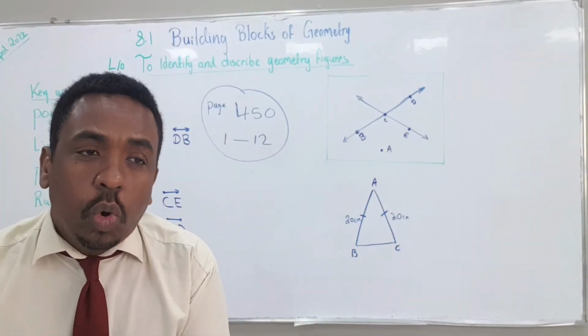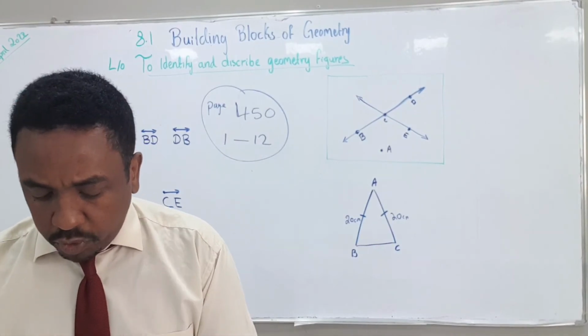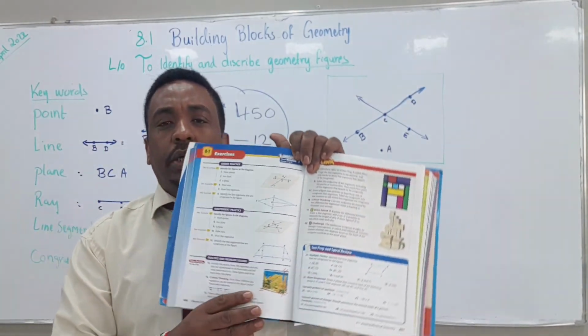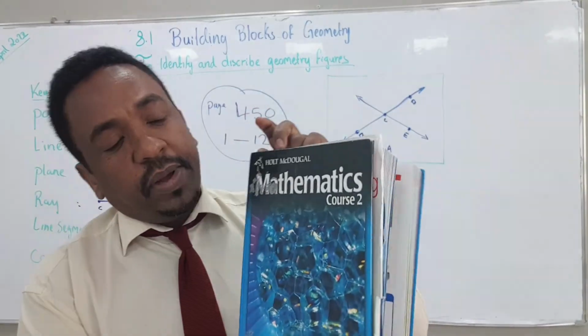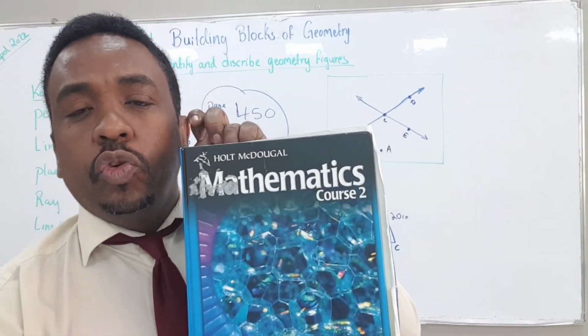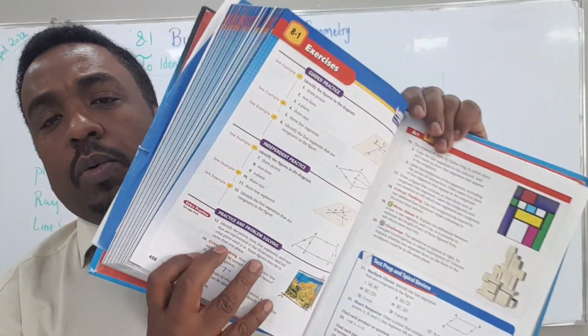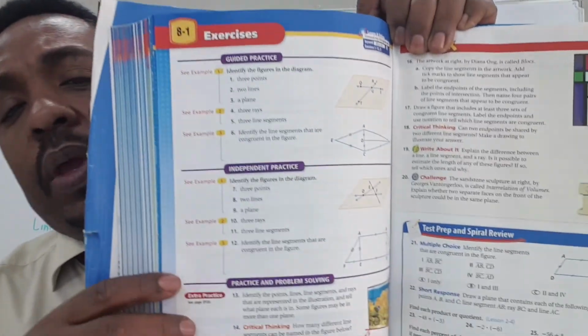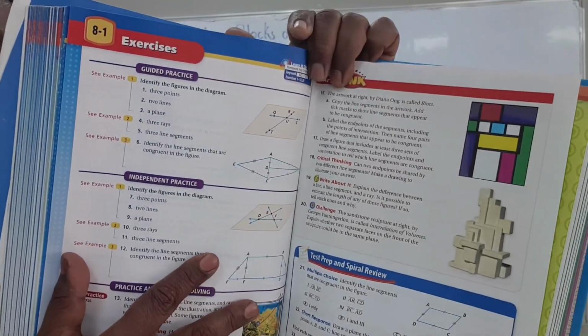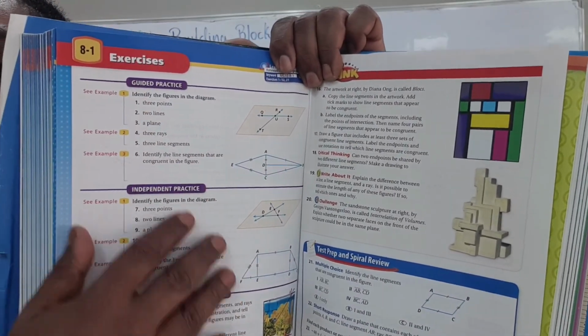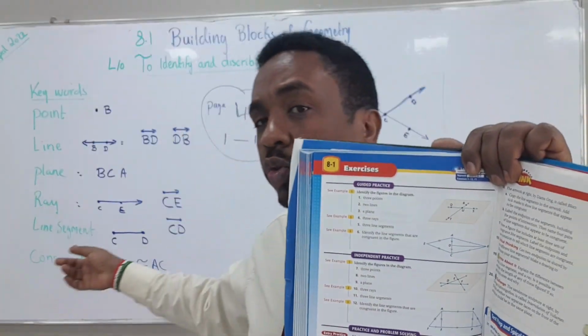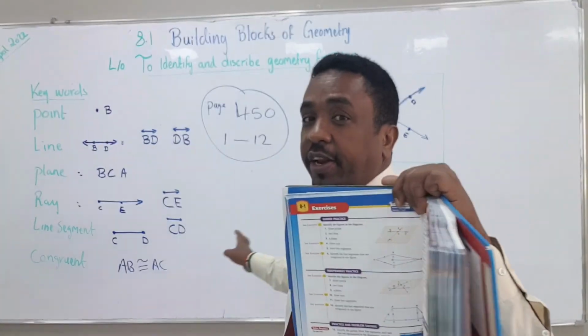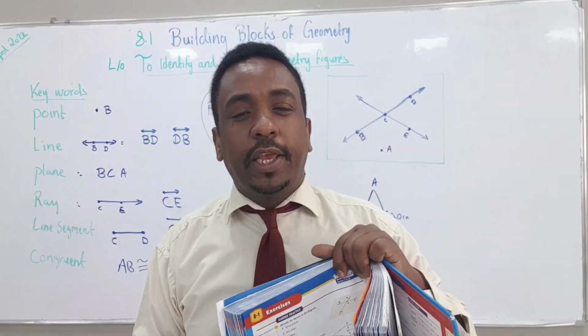Those of you who are at home, I want you to have a look at this page. This is Mathematics Course 2 for grade 7. I want you to look at this page, 450. So we will be working on those questions. They are similar to the ones we have just answered here, and they should be pretty easy.